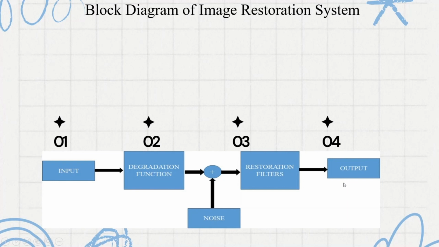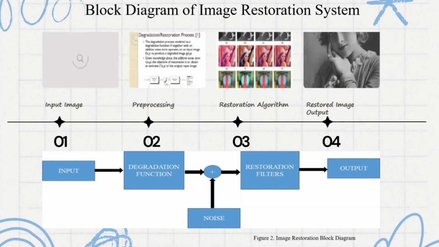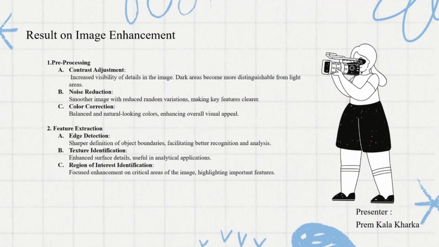This block represents the final restored image, hopefully closer to the original image before degradation. Now let's talk about results on the image enhancement. Number one is pre-processing. In the contrast adjustment, this will improve the visibility and distinction of image details by increasing the difference between light and dark areas.